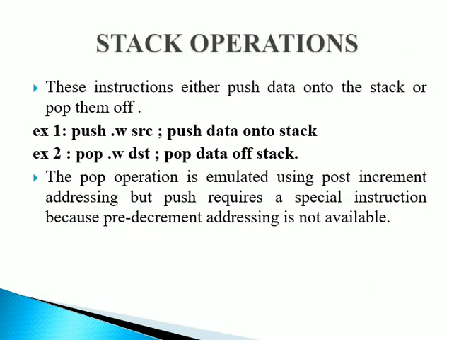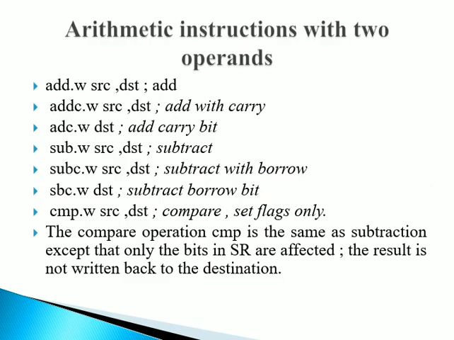Next come stack operations. These instructions either push data onto the stack or pop it off. For example, push.w source pushes data onto the stack, and pop.w destination pops data off the stack. The pop operation is emulated using post-increment addressing, whereas push requires a special instruction because pre-decrement addressing is not available.